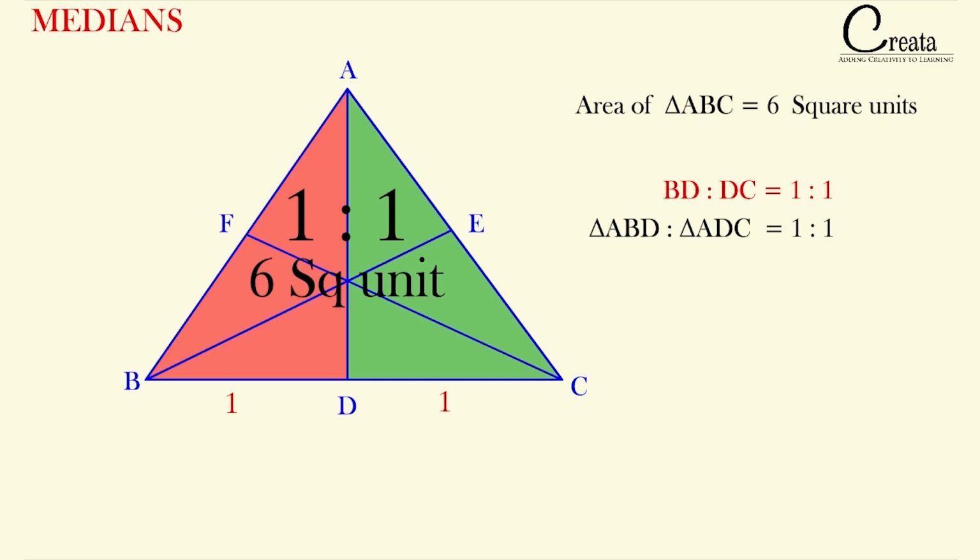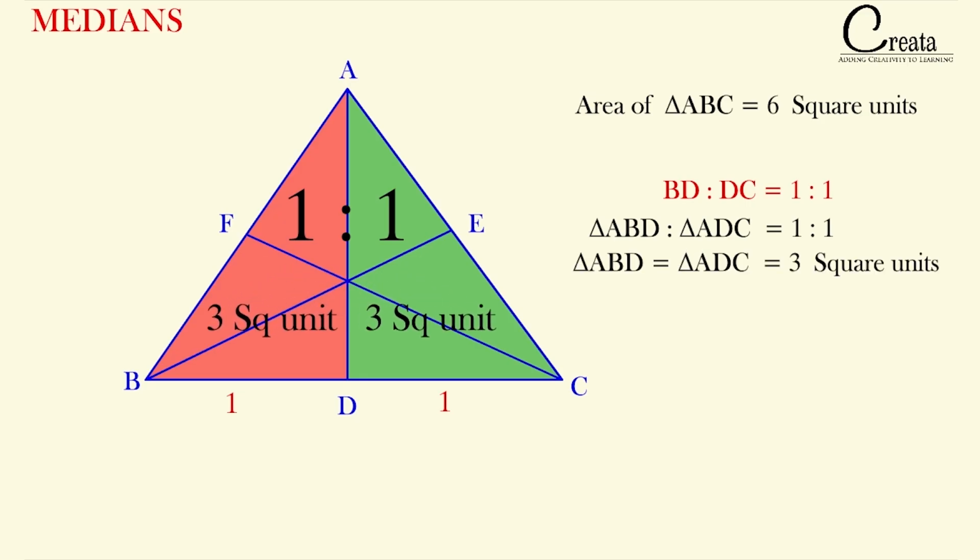And just now we have covered that the ratio of areas of two triangles with the same height is equal to the ratio of their bases. So BD is to DC is 1:1. So the area of triangle ABD and the area of triangle ACD will also be 1:1. And we have assumed the area of this complete triangle as 6 square units, so the area of triangle ABD will be half of 6 square units, that is 3 square units, and the area of ACD will also be equal to 3 square units.